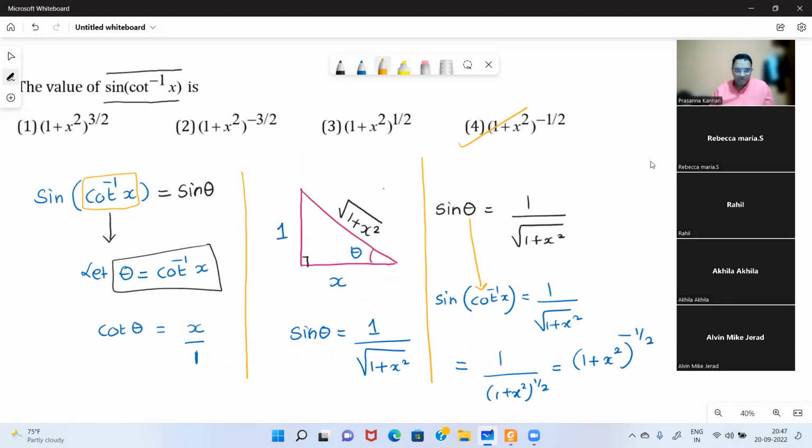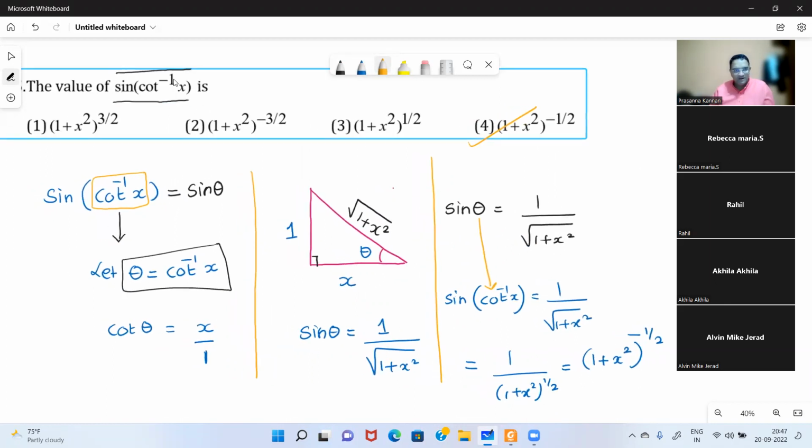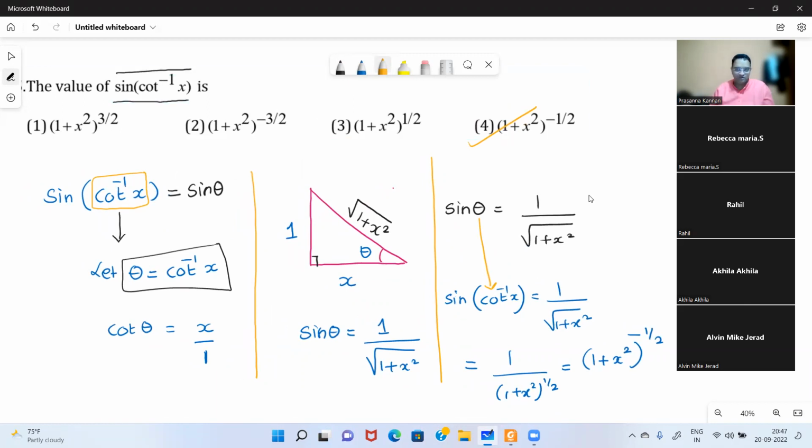So you have a trigonometric ratio of one function and inside you have another function, and this is the procedure you should follow. This is an important question in PU also. Just note it down and let me know if you have any doubts.